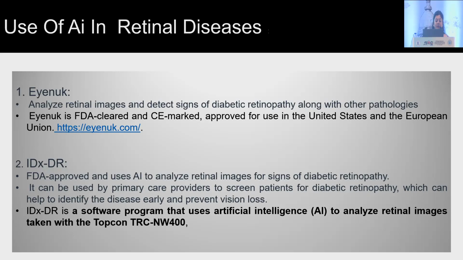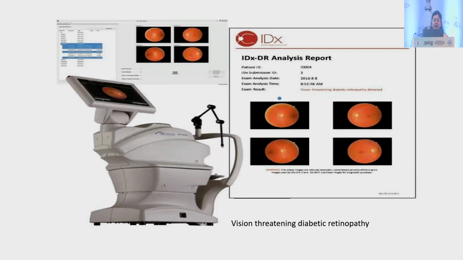iNuke is FDA approved. It is both CE marked and used in the United States and European Union. The link is given here. It analyzes retinal images and detects signs of diabetic retinopathy along with other pathologies. IDx-DR is FDA approved. It again uses retinal images for signs of diabetic retinopathy. It is a software program that uses artificial intelligence to analyze retinal images taken from the Topcon TRC NW400. This is the IDx-DR report for analysis of DR.